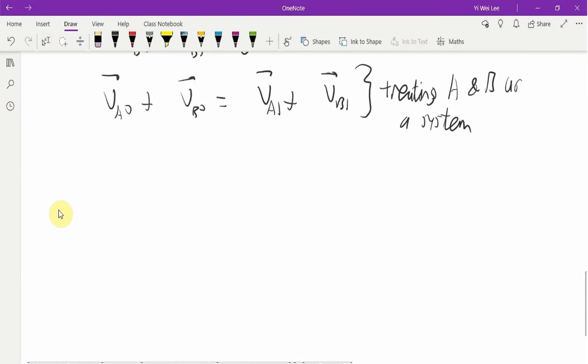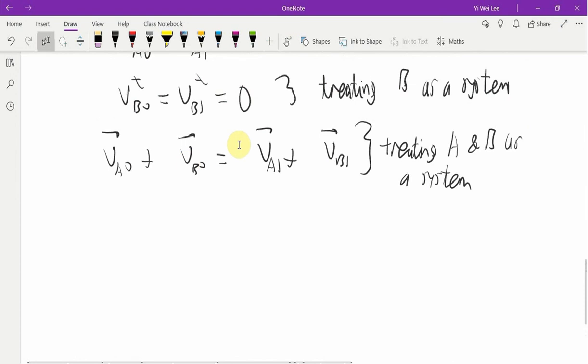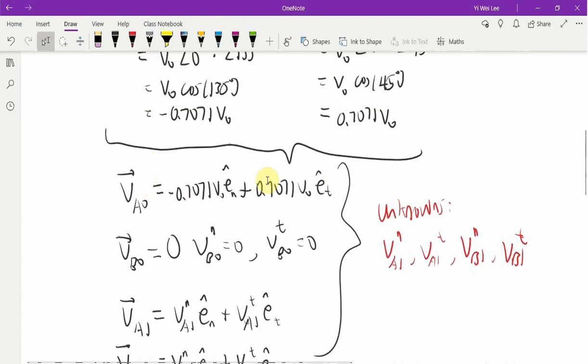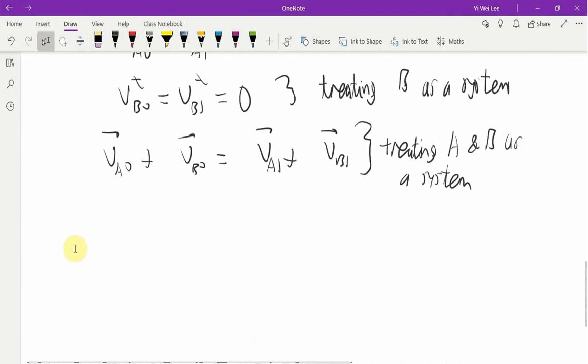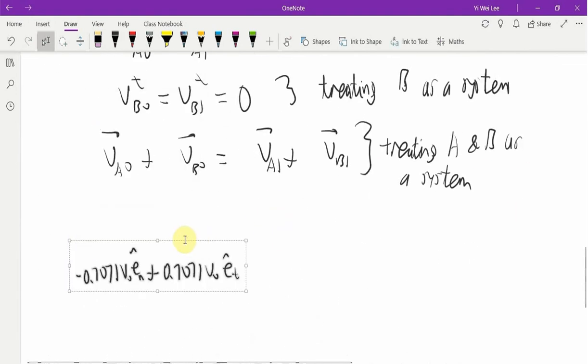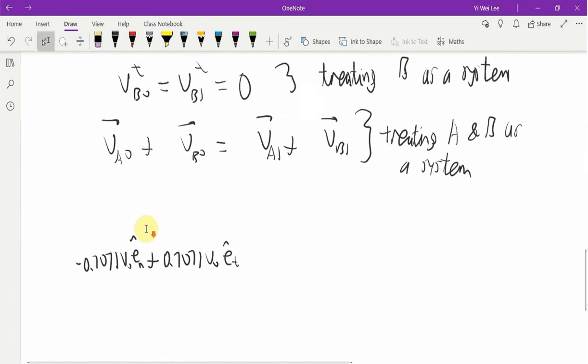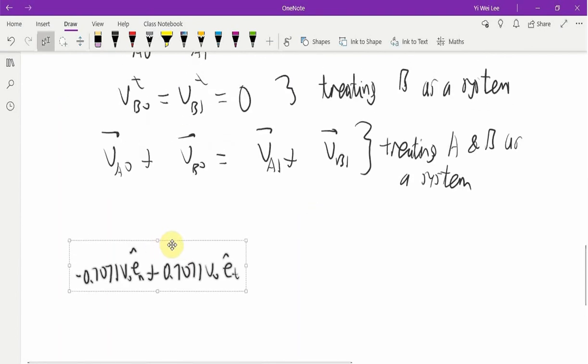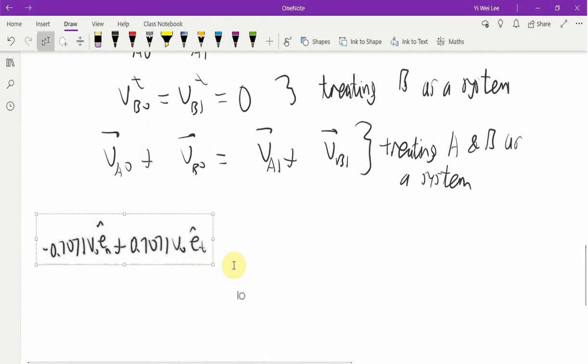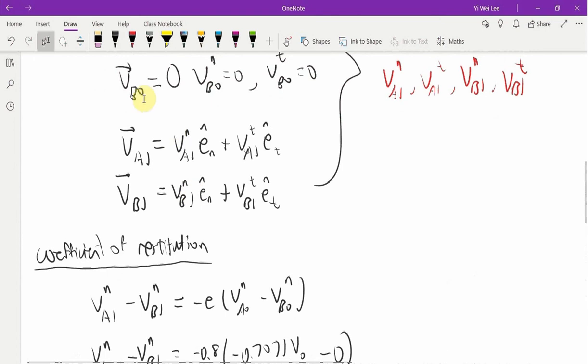So what we have now here, we have VA naught, we have VB naught. We don't have VA1, we don't have VB1. So let's put all the equations inside here. So VA naught is equal to this term, right? I'm too lazy to copy it, so let's copy and paste everything down here. So this is actually our VA naught plus VB naught, which is equal to 0, and is equal to, now what is your V1? VA1 is this whole thing here.